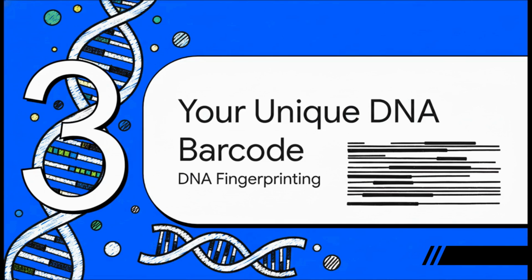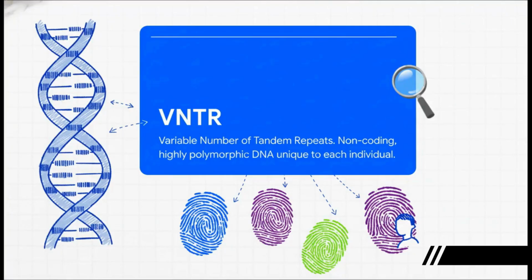This is what makes a powerful technique called DNA fingerprinting possible. It's how we find your one-of-a-kind genetic barcode. The secret is in these things called VNTRs. That stands for variable number of tandem repeats. Basically, in those non-coding parts of our DNA, there are these short sequences that just repeat over and over again. Now, the key word here is variable. The number of times a little chunk of DNA repeats is different for almost everyone. A scientist named Alec Jeffreys figured out that this variation, which has a fancy name, polymorphism, creates a unique pattern for every single person.